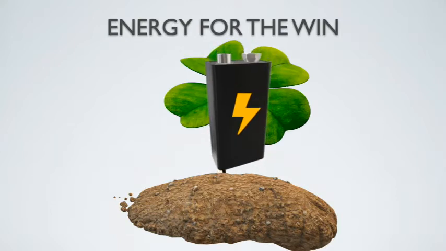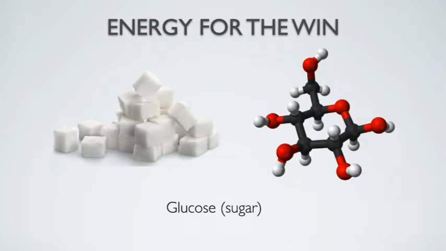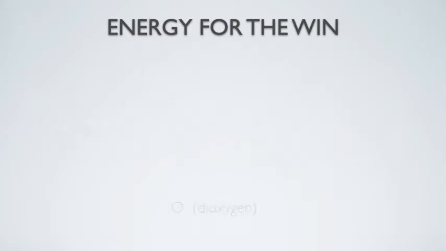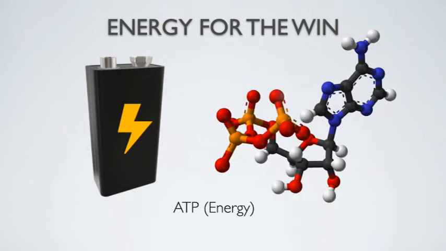But how do plants produce energy? Let's introduce the stars of the show, and we shall begin with the glucose, which is a type of sugar. Now meet the dioxygen, a gas present in the atmosphere. And finally, the ATP, or adenosine triphosphate, but we can call it by its nickname, Miss Energy.